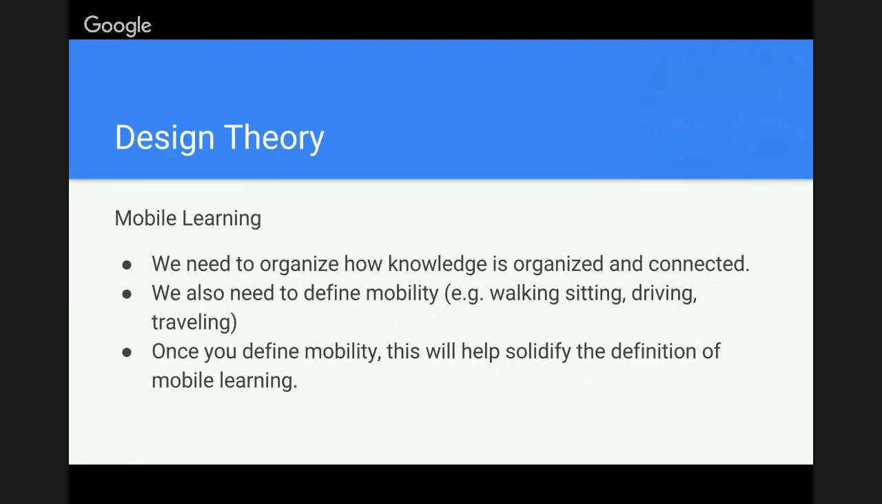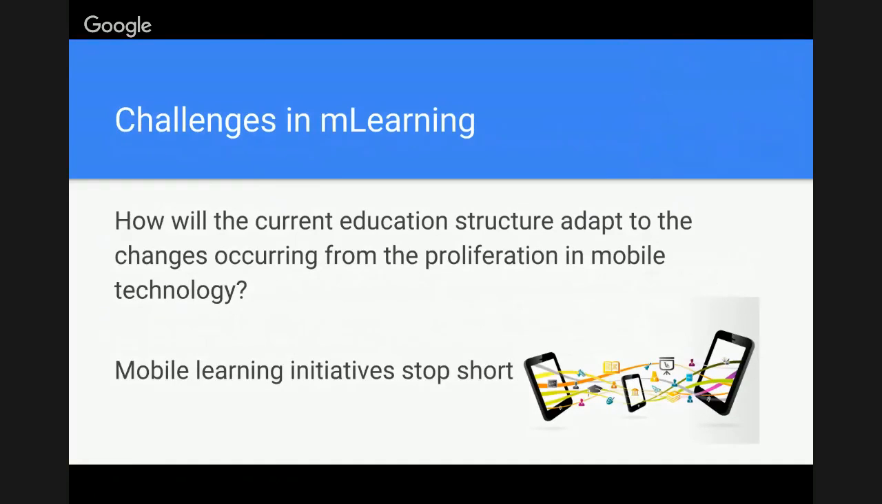We will now move on to challenges in M-learning. So one of the challenges to mobile learning is how will the current education structure adapt to the changes occurring from the proliferation in mobile technology? And so I'm going to go on next and talk about the issues.